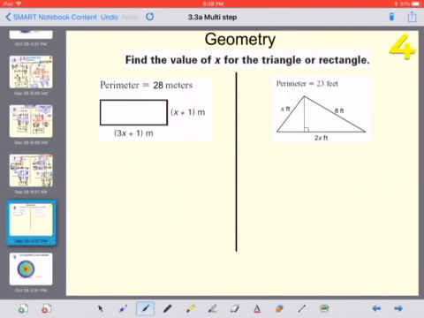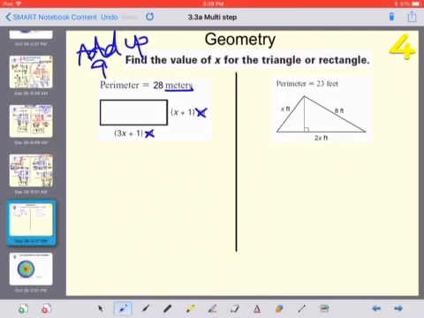Let's take a look at our last two. It says, a little bit of geometry, find the value of x for the triangle or rectangle. Notice this keyword perimeter. It says a perimeter is 28 meters. So perimeter is adding up all the sides around the outside. The m is meters. That's what they're talking about. So we're not going to include that when we're counting it all up. We will include that on the end for our units.